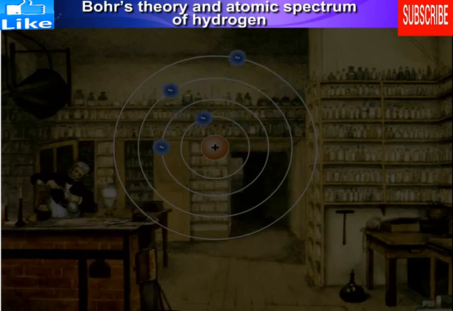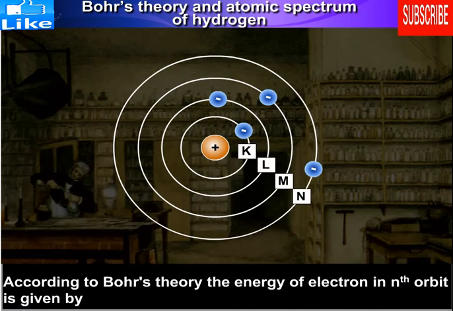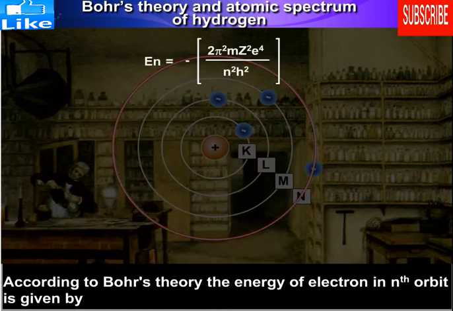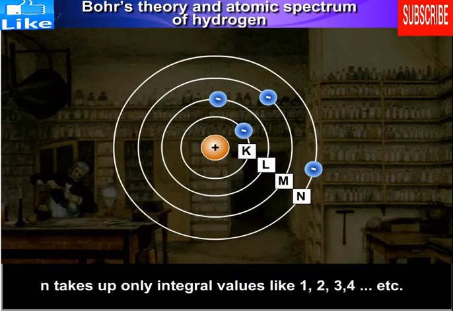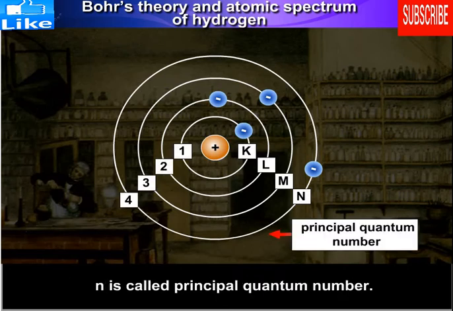Bohr's theory and atomic spectrum of hydrogen. According to Bohr's theory, the energy of an electron in the nth orbit is given by En equals minus 2 pi square m into z square into e raised to 4 upon n square into h square. n takes up only integral values like 1, 2, 3, 4, up to infinity, etc. n is called the principal quantum number.